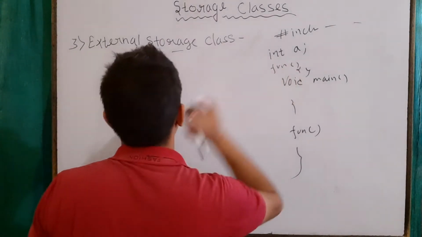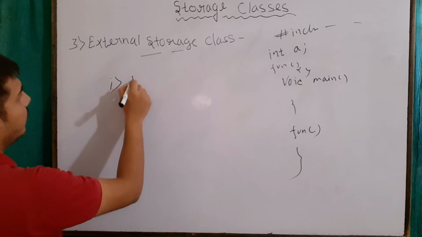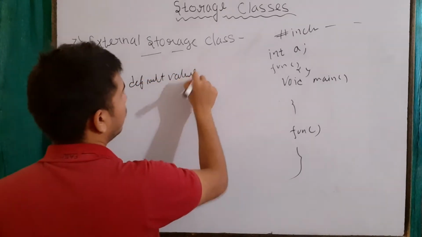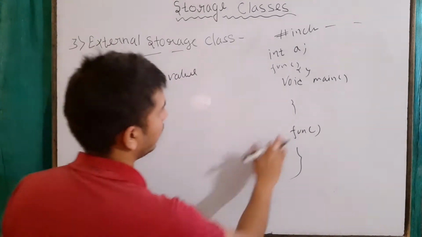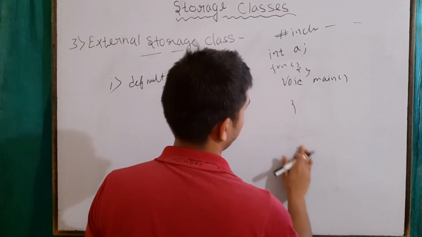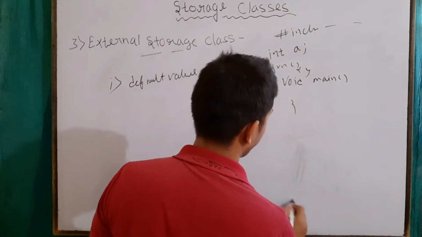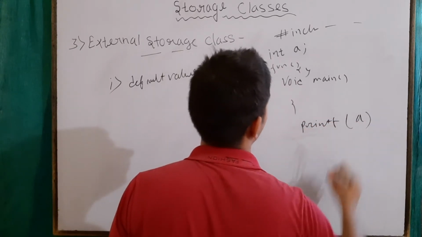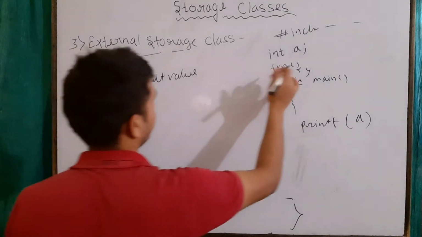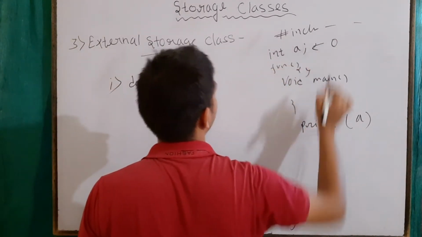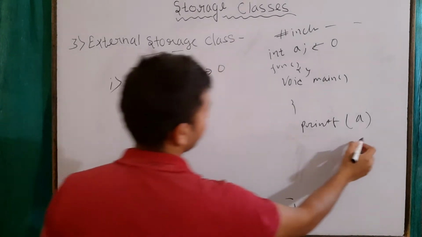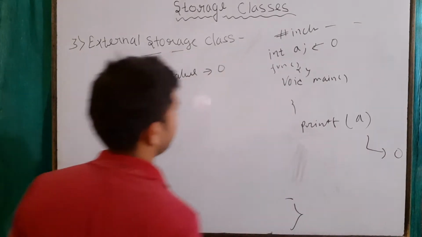Now the first thing that we look at is default value. If I ask you here what is the printf of a, what is the default value of a? The default value of a is 0. Here it will give me output as 0.